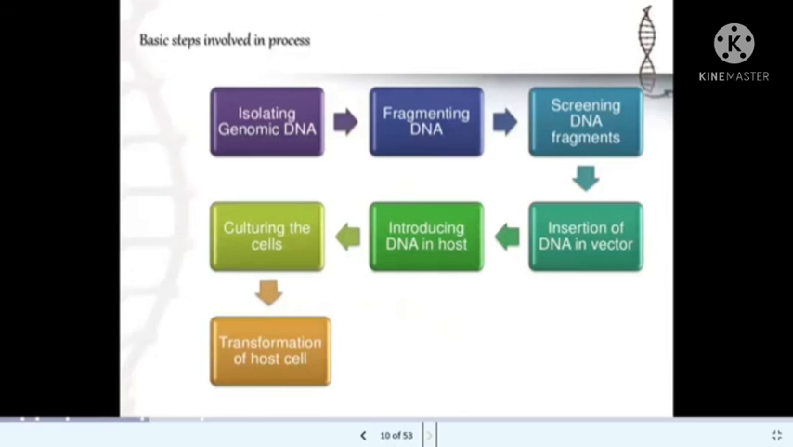So the same thing is represented in the form of a flow chart: isolating genomic DNA, then fragmenting the DNA, then screening whether you have isolated it correctly. After screening, you are inserting that into a DNA vector. Then this vector is introduced into the host, culturing in the host cell, gene cloning, then transformation of the host cell.